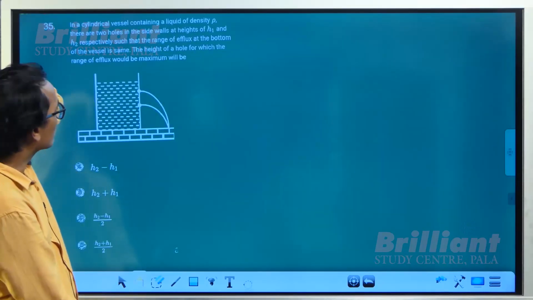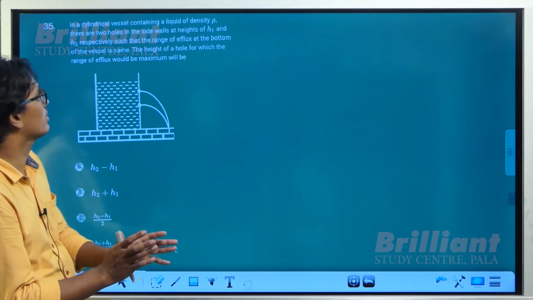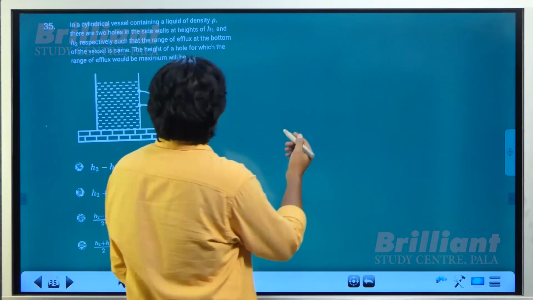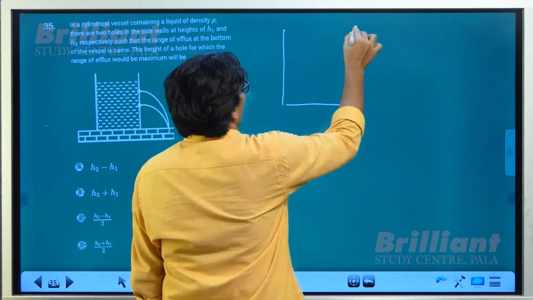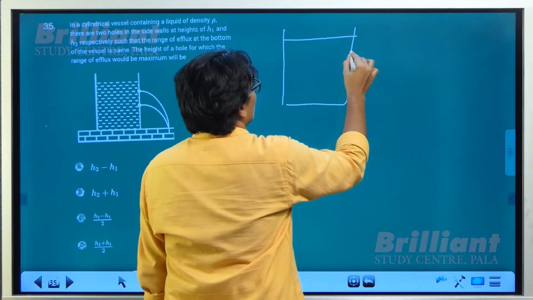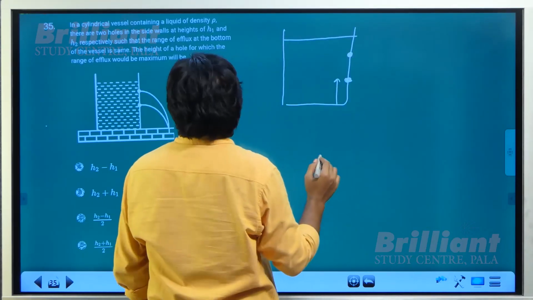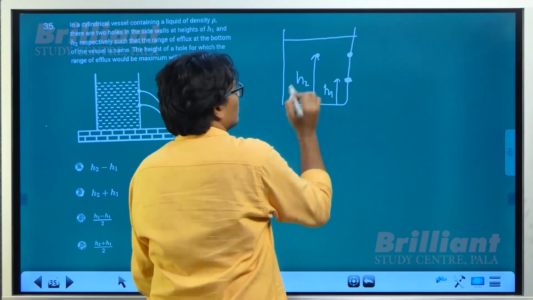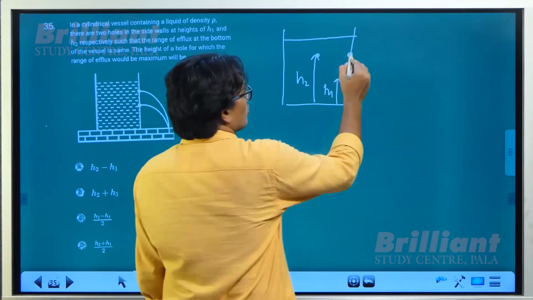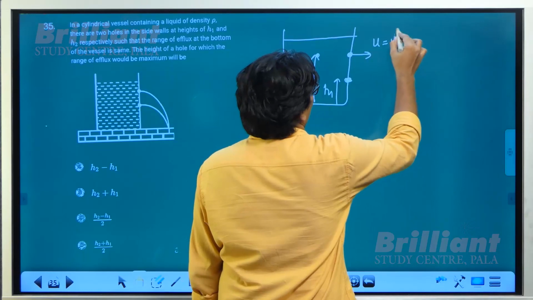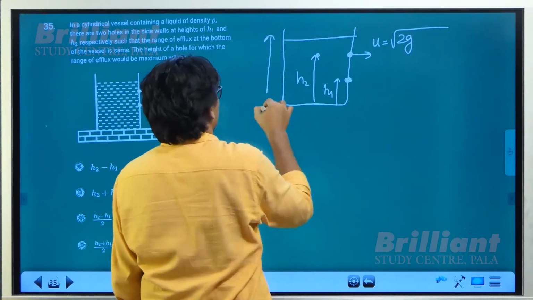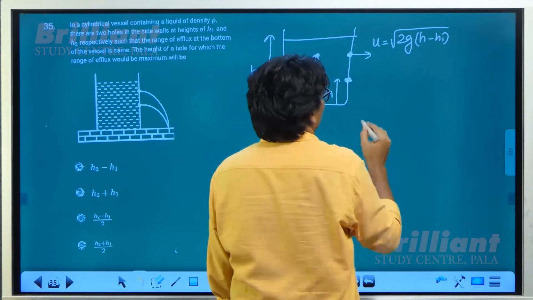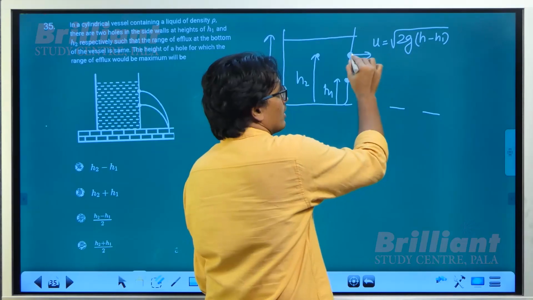Now, two cylindrical vessels containing liquid of density rho. There are two holes on the sides, H1 and H2, where their range of efflux is the same. This is H1. This is H2. So here the velocity of efflux is root of 2g. Suppose total height is h, minus h1. So the initial velocity is this.